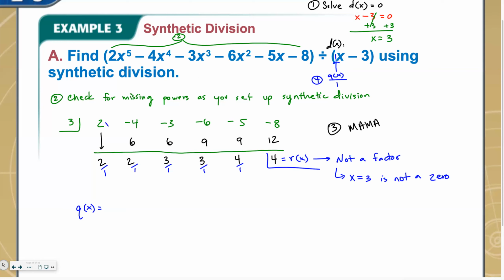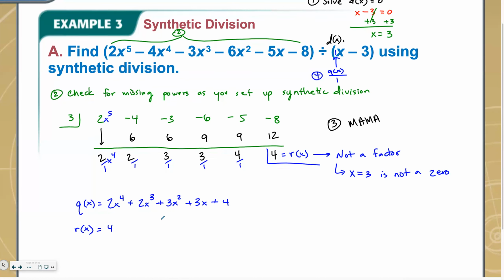This started as x to the 5th. Whenever you do synthetic, you always drop 1 power down. So starting here, it'll be x to the 4th. So 2 divided by 1 is 2x to the 4th power. And then from there, each value drops 1 power. So that's a positive 2. So it'll be 2x to the 3rd power plus 3x squared. Notice I'm just dropping a power as I go down. Now I'm at this 3x to the 1st power. And finally, 4. That's my quotient. And again, the remainder is 4.